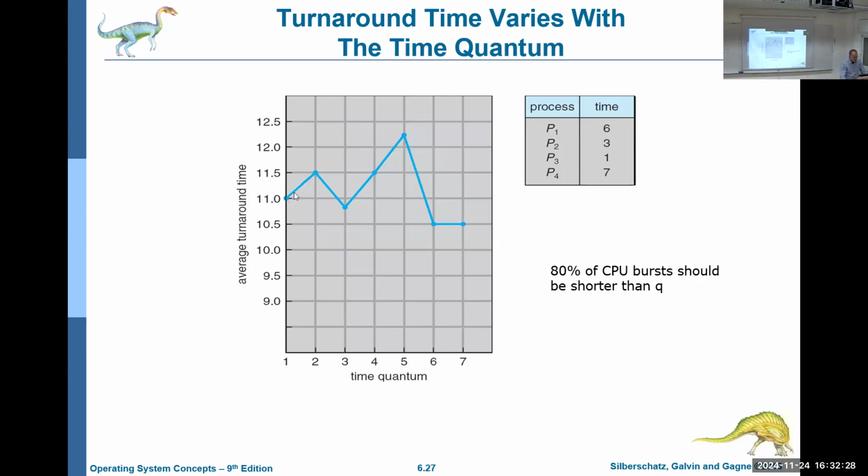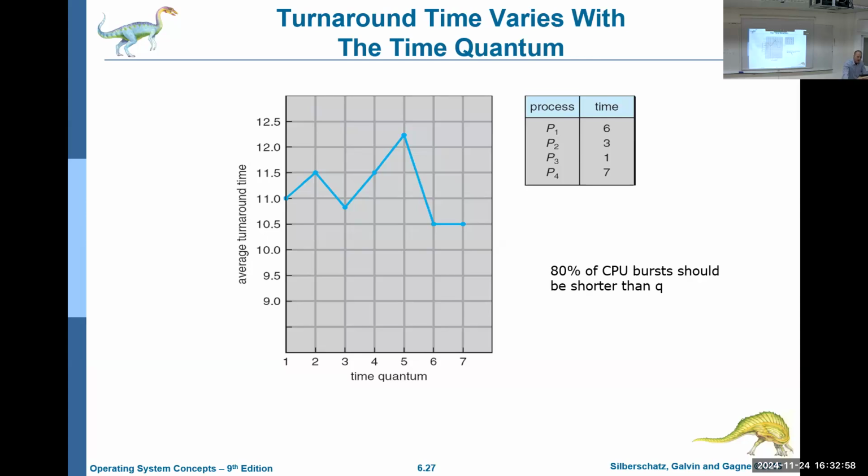An interesting thing is that if you make the quantum bigger, what would you expect? How should this graph really look? Should it be like this or should it be a straight line? I mean, not a flat line, but a straight line. If it would be a straight line, which way should it go, would you say? The average turnaround time, should we get better turnaround time? Turnaround time means how long it takes for a program to finish.